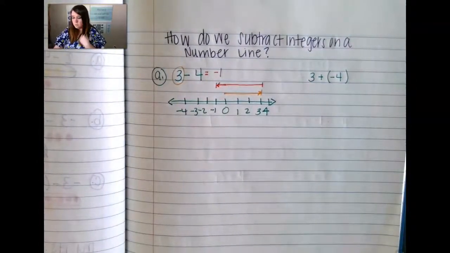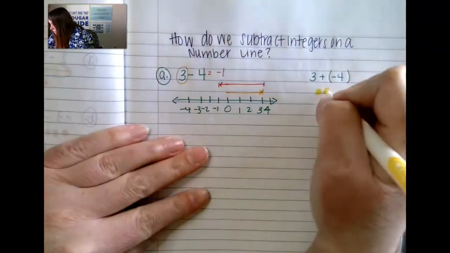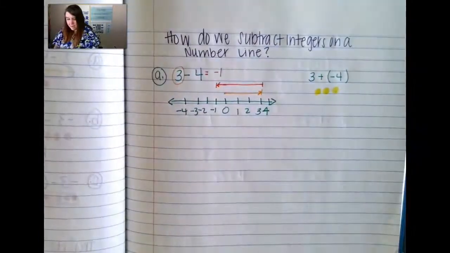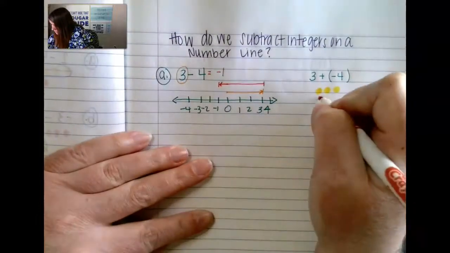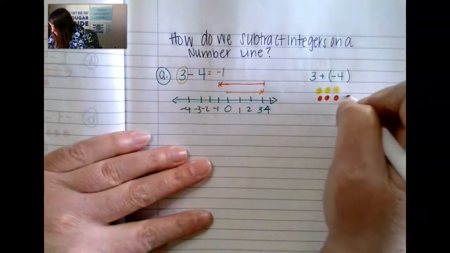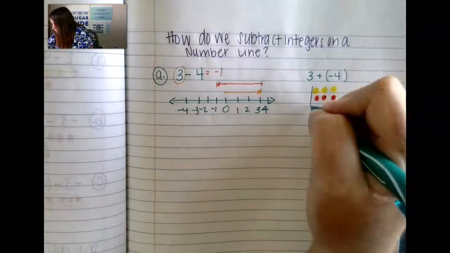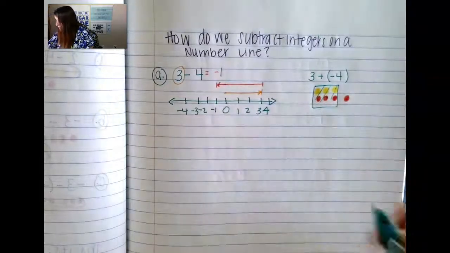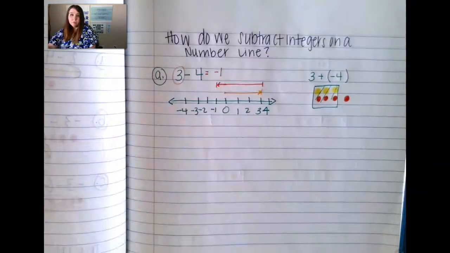All right, I'm going to draw it in chips over here so you can see the chips, because I feel like we need to see chips. Okay, so there's the 3, and I'm going to add on a negative 4. My 0 pairs cancel out. And I'm left with a negative 1. Negative 1.